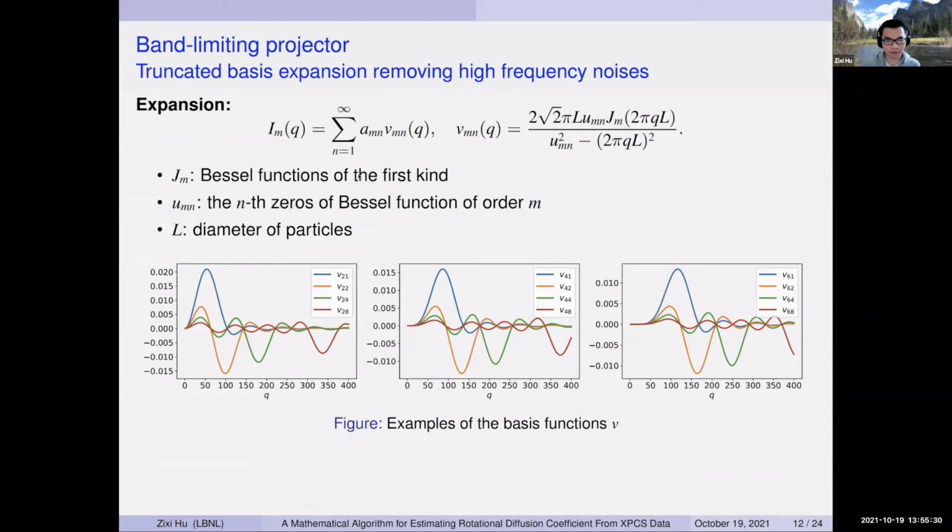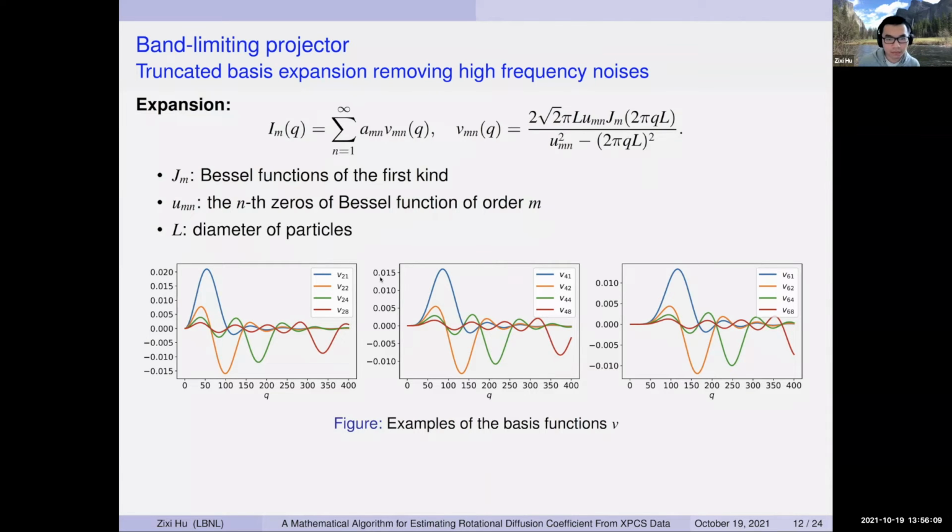Here we utilize the following expansion of the circular harmonic coefficient IM. AM are the coefficients of such expansion, and BM and Q are the basis functions. Here JM is the basis function, UMN is the nth zero of the basis function of order n. In order to calculate these basis functions, we did a rough estimate of the diameter of the particles. Such an estimation doesn't have to be very precise, as long as it is larger than the actual value. This expansion is valid, and such an estimation can be easily obtained in practice.